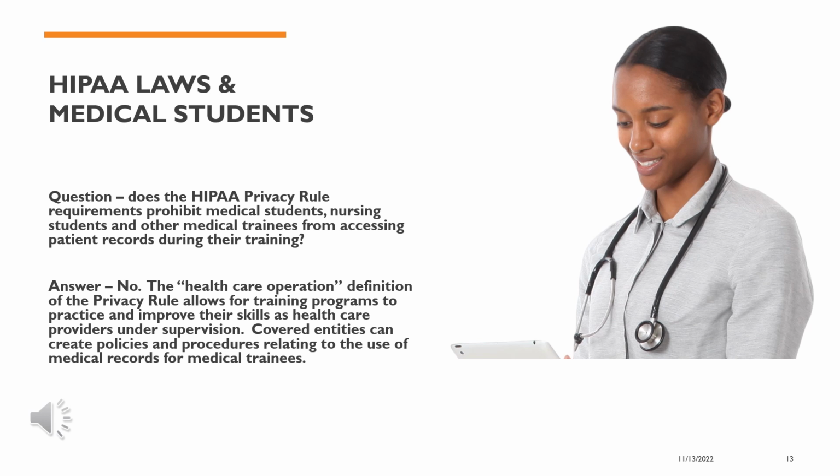Covered entities can create policies and procedures relating to the use of medical records for medical trainees. For example, a hospital's printed medical records for students' use exclude any patient identifiers such as the name, date of birth, and medical record number of the patient in order to safeguard their privacy and work within the HIPAA guidelines. Additionally, students must participate in HIPAA training prior to studying or working in a healthcare setting.